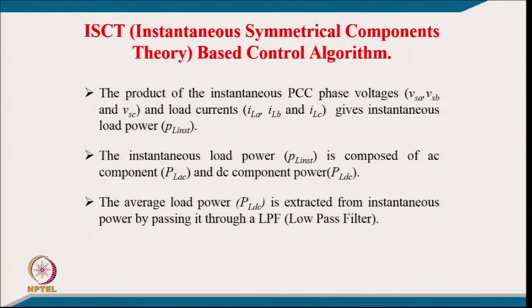We call it the instantaneous symmetrical component theory, in short, the IST based control algorithm. In this control algorithm, the product of instantaneous phase voltage for all three phases and the load currents of all the three gives the instantaneous load power. This instantaneous load power consists of an AC component that is responsible for harmonics, or you can call it a negative sequence, and then we have a DC component which represents the fundamental active power consumed by the load.